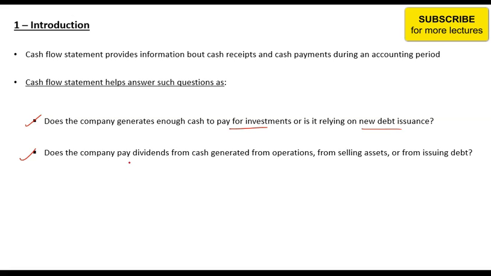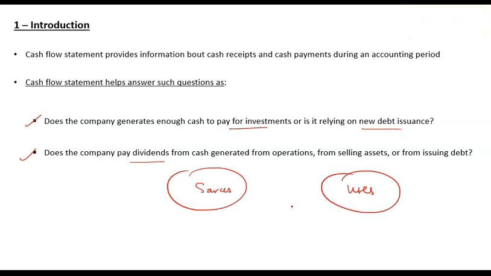And secondly, if a company is paying dividends, that is good, but then again you need to see whether that dividend is being paid from the cash that is generated by the company, or is it being paid by cash that the company has borrowed from someone, or received by selling an asset. So again, analyzing the sources of cash and the uses of cash, these two elements are very important in cash flow analysis.